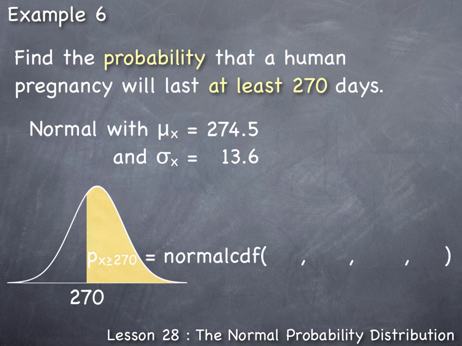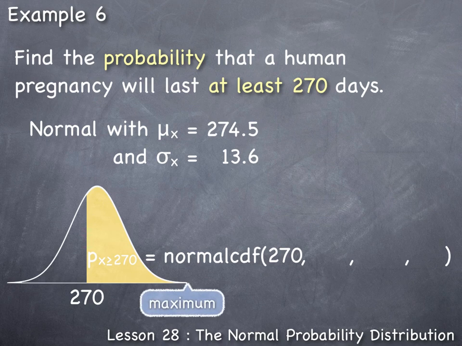The normal CDF command requires the input of 4 values. The first value is L, the lower limit. In this case, the probability we seek goes as low as the 270 days. So 270 is L. Comma, U, the upper limit, is the absolute highest value that we go to in the probability question. In this case, at least means greater than or equal to. We need to go all the way to the maximum length or duration of a human pregnancy.